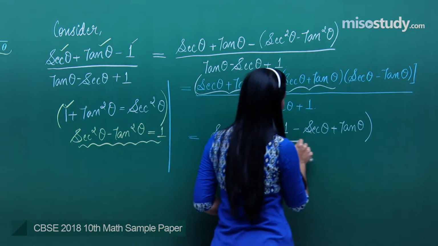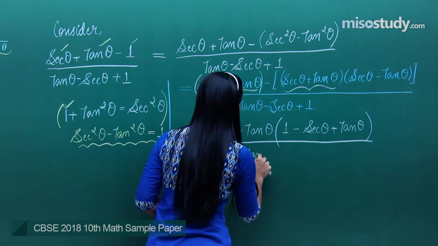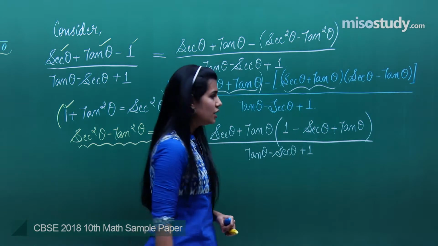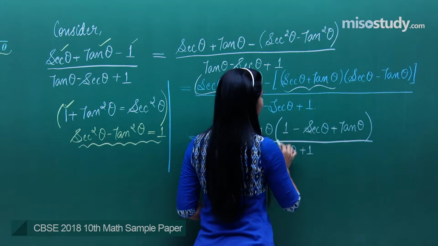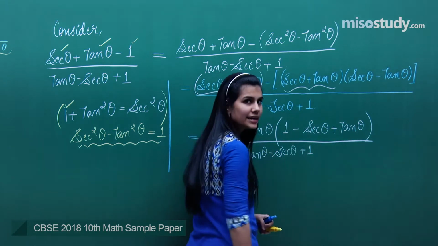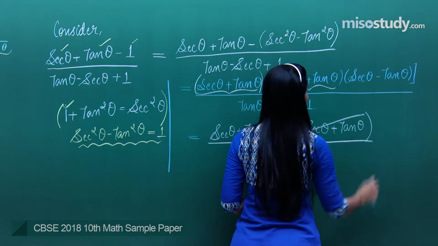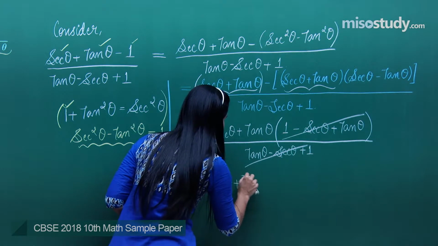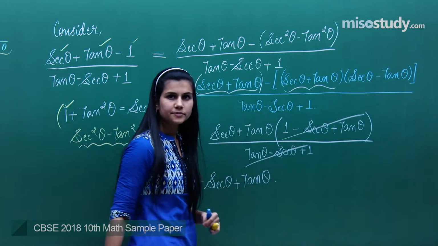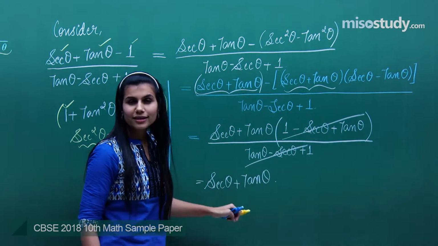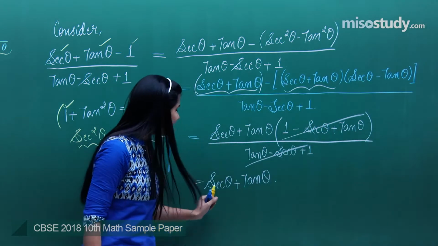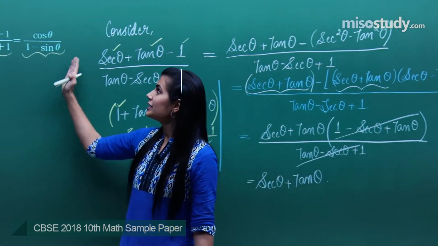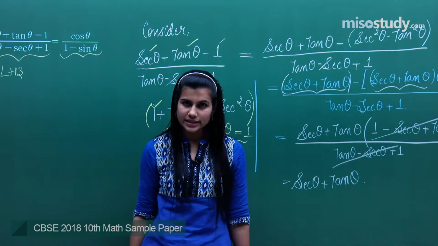Whole upon, still you have tan theta minus sec theta plus 1. Now here also you have tan theta minus sec theta plus 1. These things get cancelled out and you are just left with sec theta plus tan theta. The moment I come over here, I wish to quickly replace sec by 1 upon cos and tan by sin upon cos, so that I can get my expression in terms of sin and cos. So let's do that.